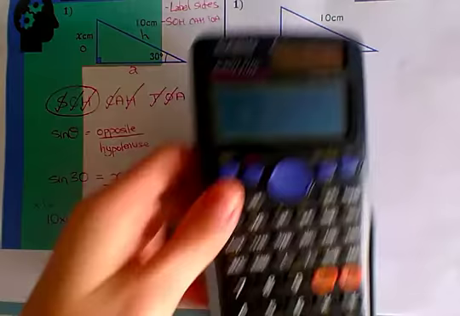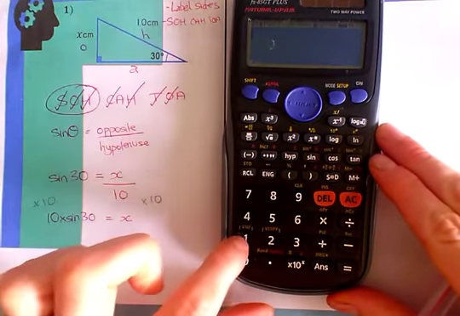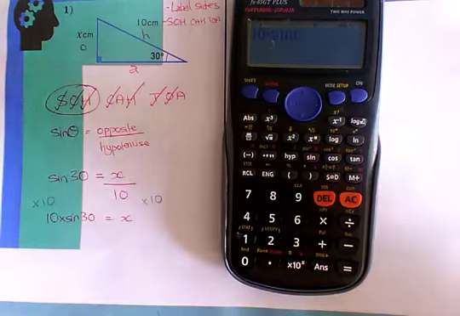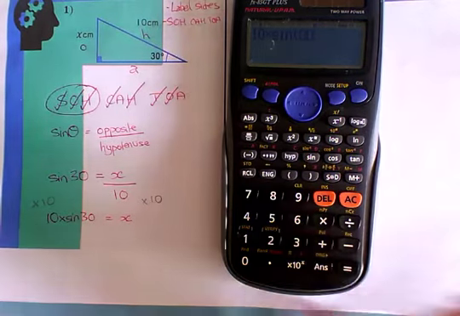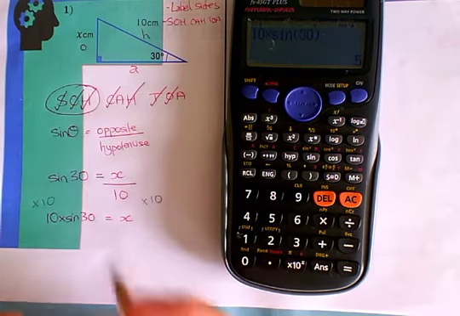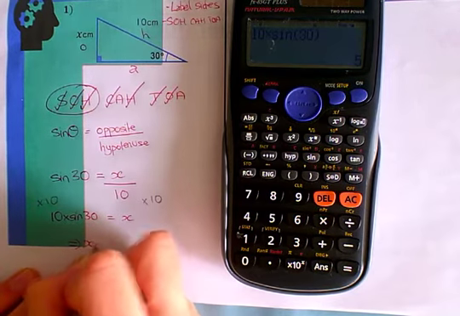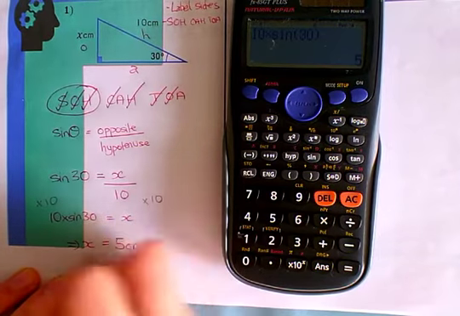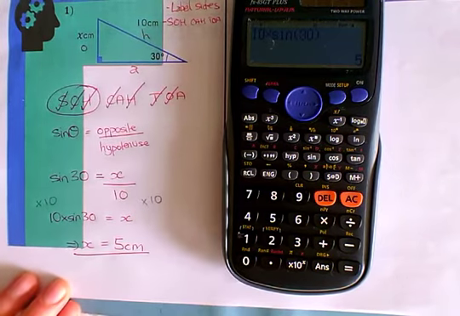And then if you get your calculator, 10 times, and then just use your sine button and brackets will automatically open. So sine of 30, close the brackets, and that is equal to 5. So x is equal to 5. Our units are in centimetres, so x is 5 centimetres.